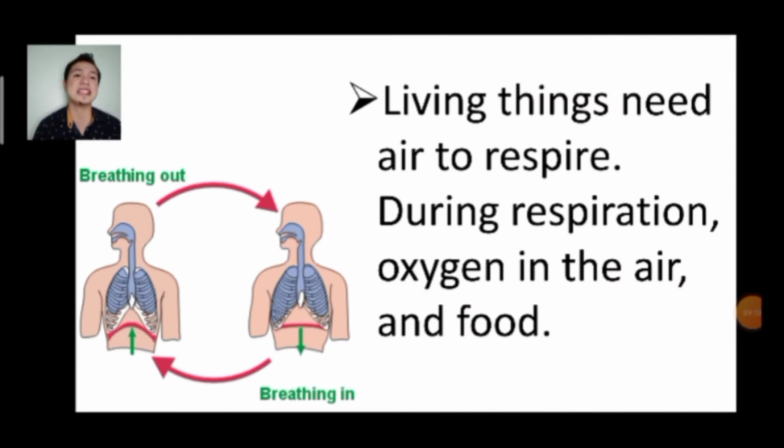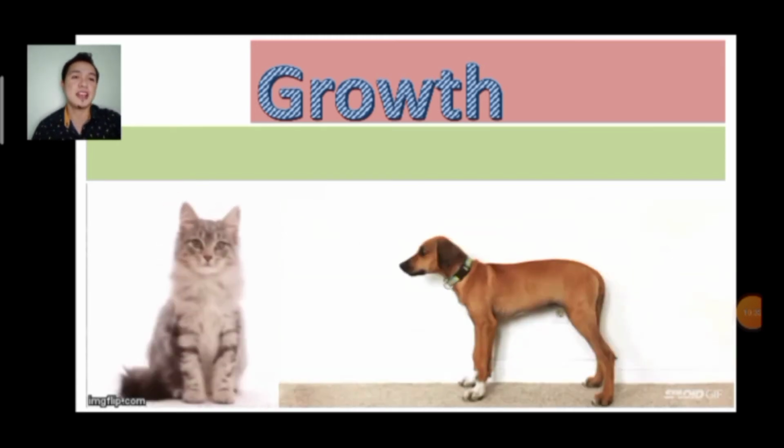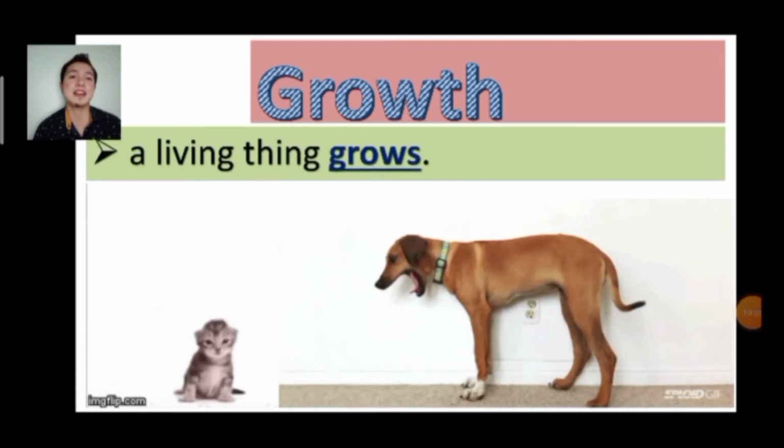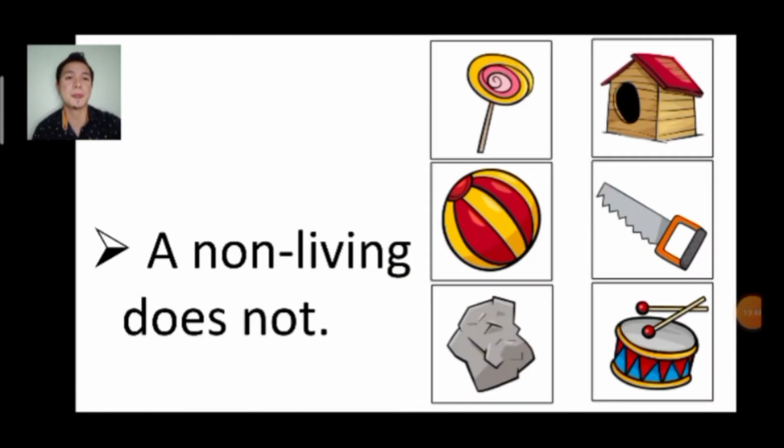Alright, so living things need air to respire. During respiration, oxygen in the air reacts with food. Okay, respiration is the process of breathing: inhale oxygen and exhale carbon dioxide. So remember that, kids. Right, another thing, living things grow. And here we go, a living thing grows. Very good. Look at the dog and the cat. But a non-living thing does not. Remember, a non-living thing does not.